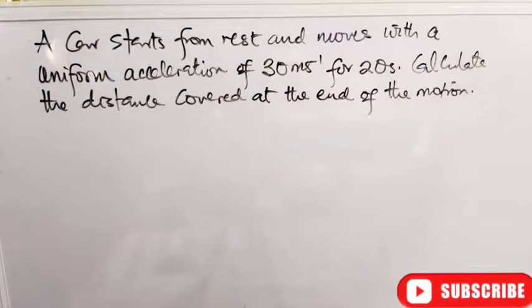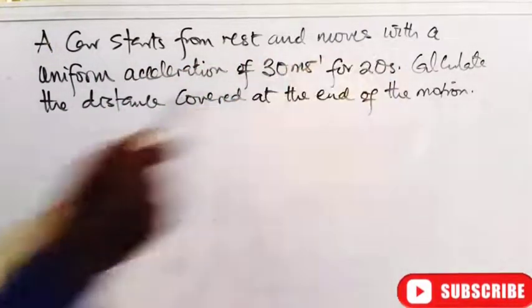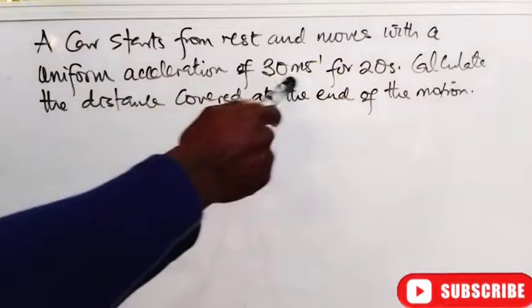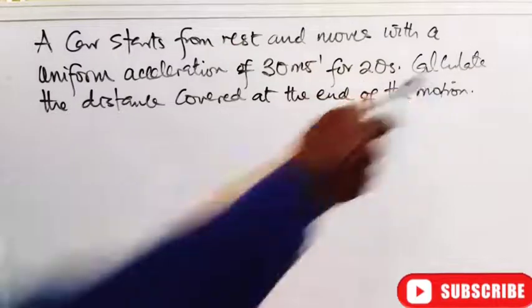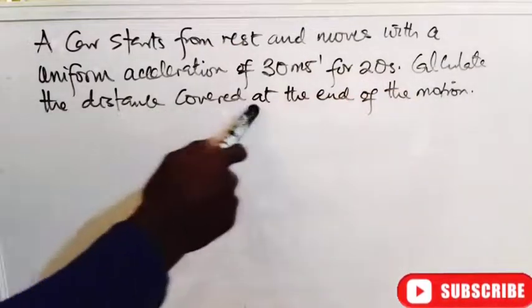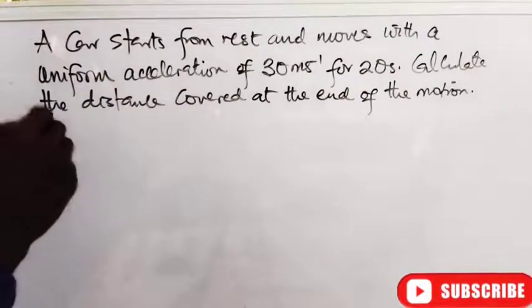Here's another example. A car starts from rest and moves with a uniform acceleration of 30 meters per second squared for 20 seconds. Calculate the distance covered at the end of the motion. Alright, to start with.